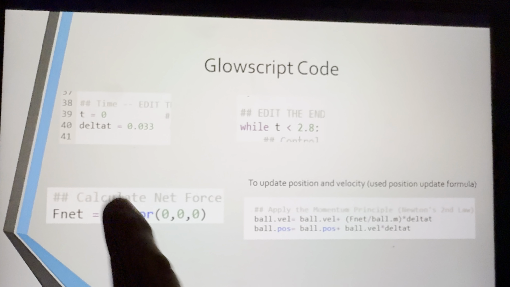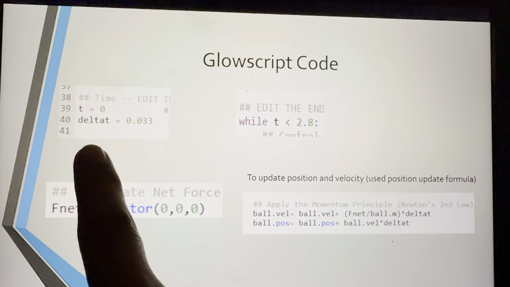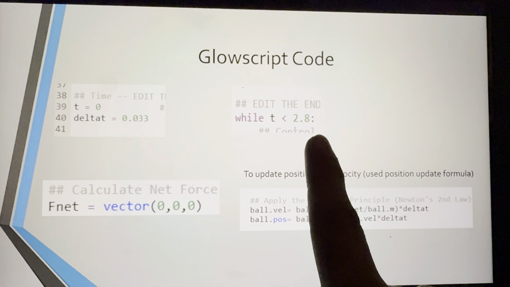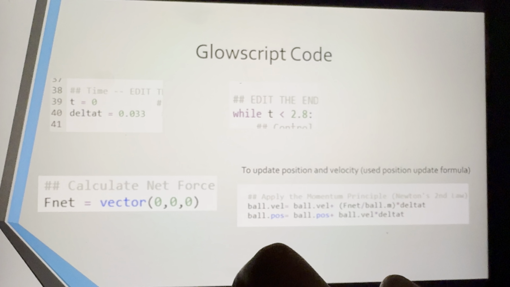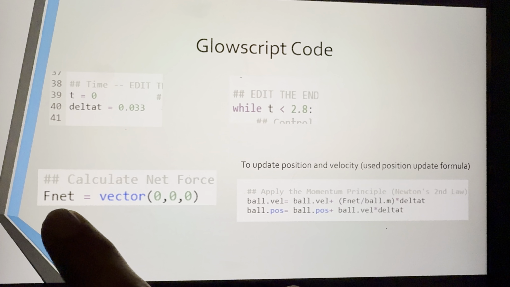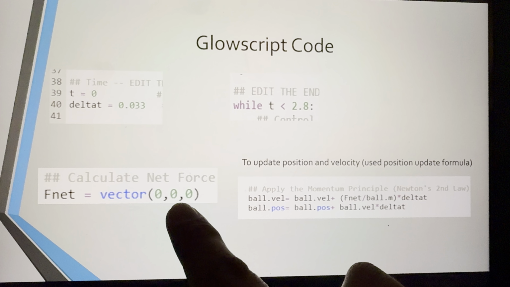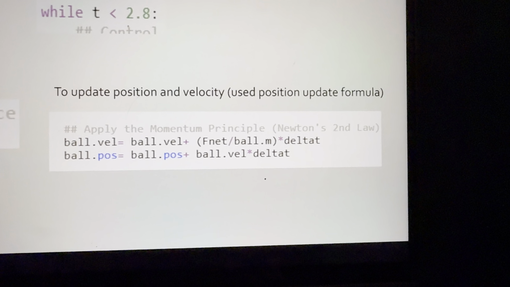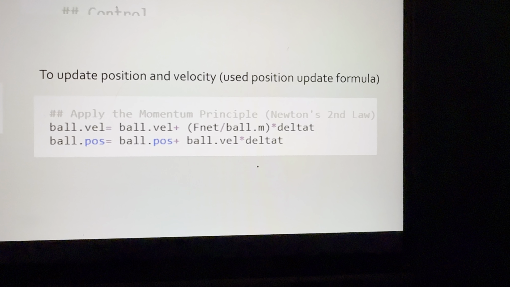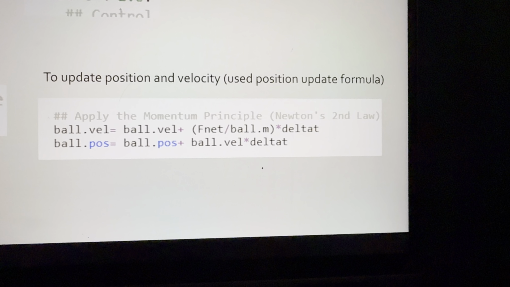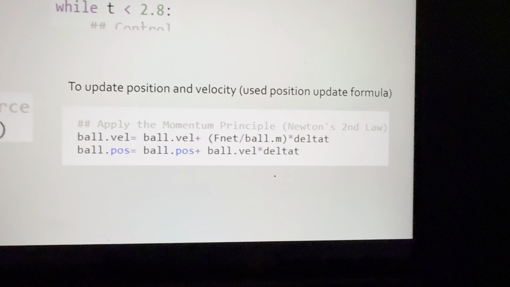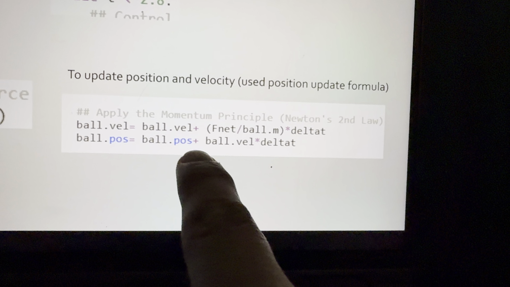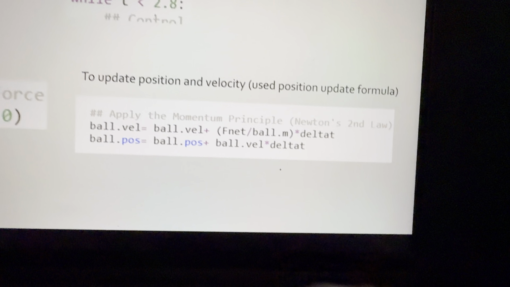Here's some GlowScript code that was given in tracker for the delta t, and this was the total time, 2.8 seconds of our experiment. And since we had previously seen that the F net was 0, I put this to 0 in the GlowScript. And here is where I added the momentum principle of Newton's second law in order to correctly update the position and velocity. And down here, you can see that the position update formula was used.